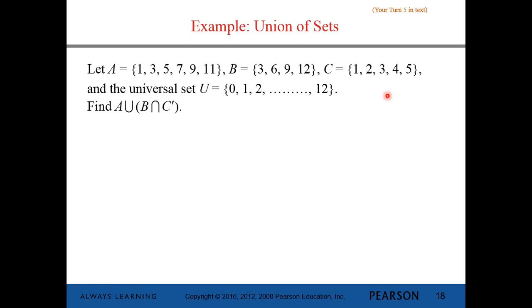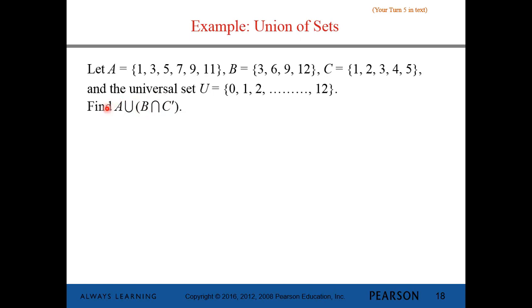Okay. Now, B is this. So what elements are in B and not in C? Well, 6, 9, and 12. So 6, 9, and 12 are in B, but not in C. So that means that they're going to be in this intersection. Okay, so now we've got a set of 3, which is 6, 9, and 12. Now we want the union of A and this set.